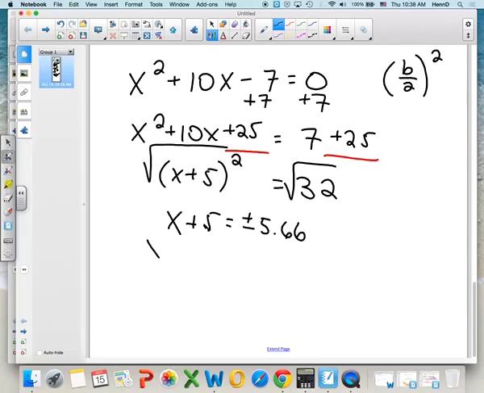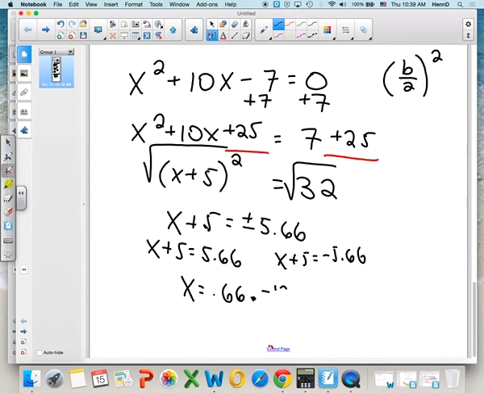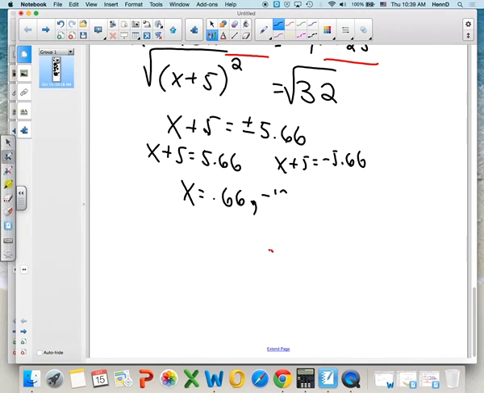At this point we're going to split it up into 2 parts. x plus 5 is 5.66, and x plus 5 is negative 5.66. So our 2 answers. The x plus part's not going to change; it's the plus or minus that changes on the other side. Then you subtract 5, so you get 0.66, and this one is negative 10.66.